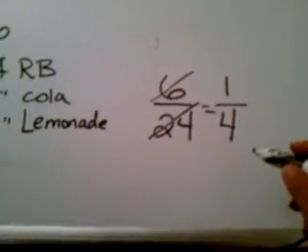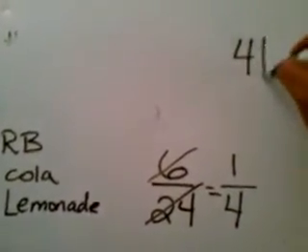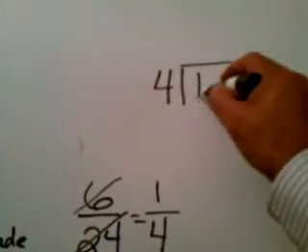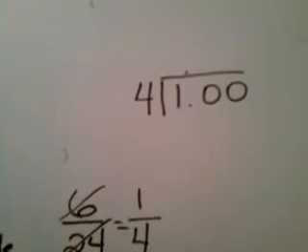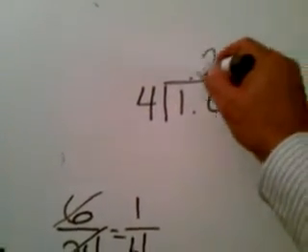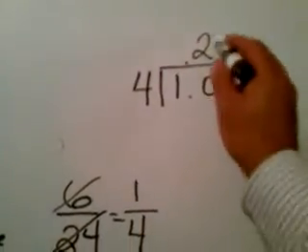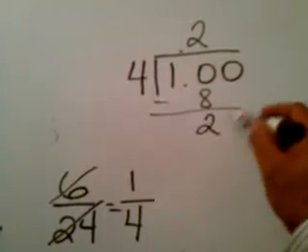And the easy way to convert this into a decimal is to divide like such. 4 goes into 1, like this. That's how I would set it up. 4 goes into 10 how many times without going over? It can go in 2 times. 2 times 4 gives me 8. 10 minus 8 is 2.